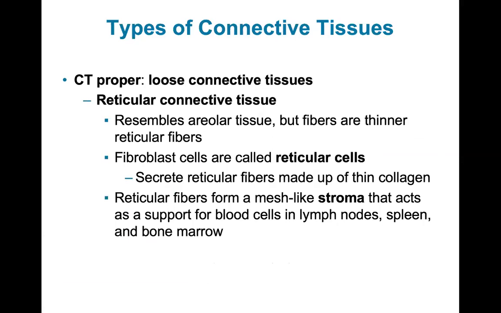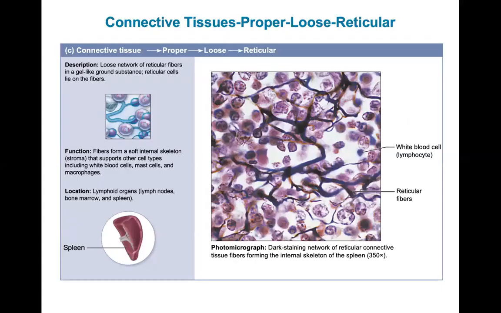Reticular connective tissue resembles areolar, but the fibers are thinner, reticular fibers. The fibroblasts are going to be cells called reticular cells, which will secrete reticular fibers made up of thin collagen. The reticular fibers will form a mesh-like stroma that acts as a support for blood cells in lymph nodes, spleen, and the bone marrow. And here what you're seeing is these branching reticular fibers, and you can see the various fibroblast cells that are dark staining structures here.